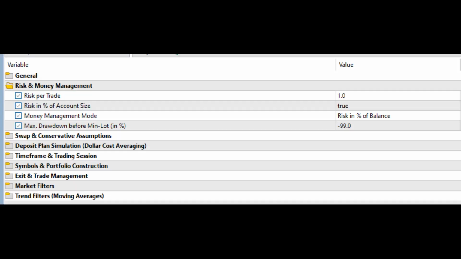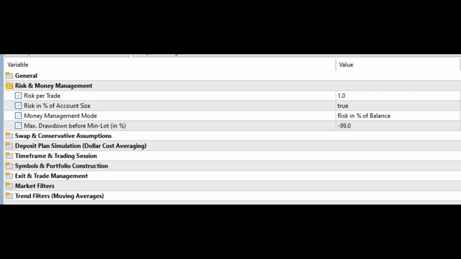Now we move to the risk and money management section. The first parameter here is risk per trade. The default value is 1.0. This is the basic risk unit that the expert advisor uses for position sizing. Depending on the following settings, it is interpreted either as a percentage of your account or as a fixed amount. If you increase this value, both profits and drawdowns will grow. If you reduce it, the equity curve becomes smoother, but overall returns are smaller.